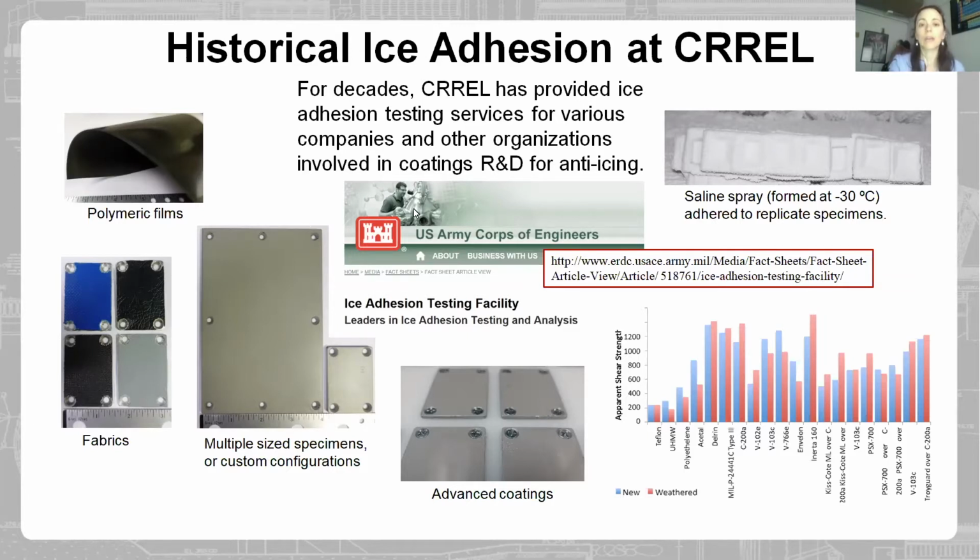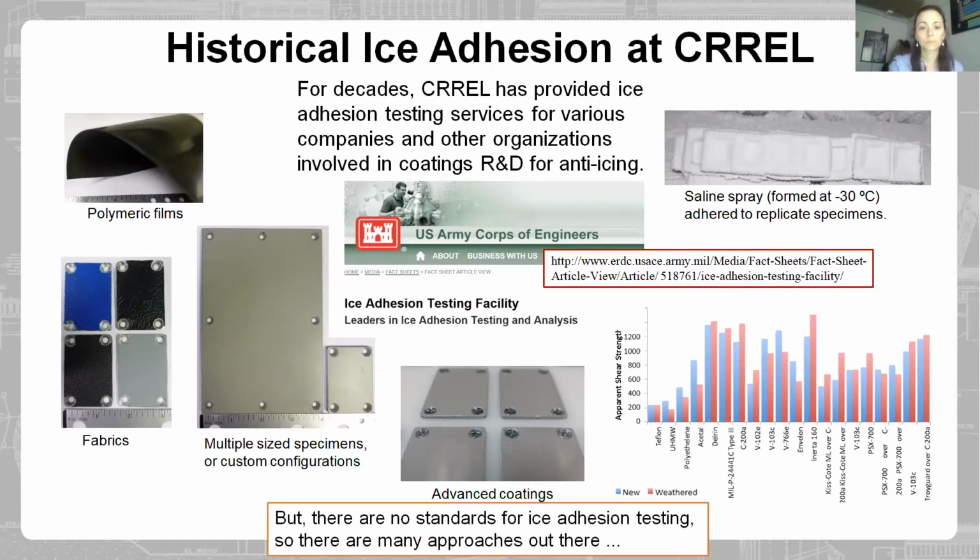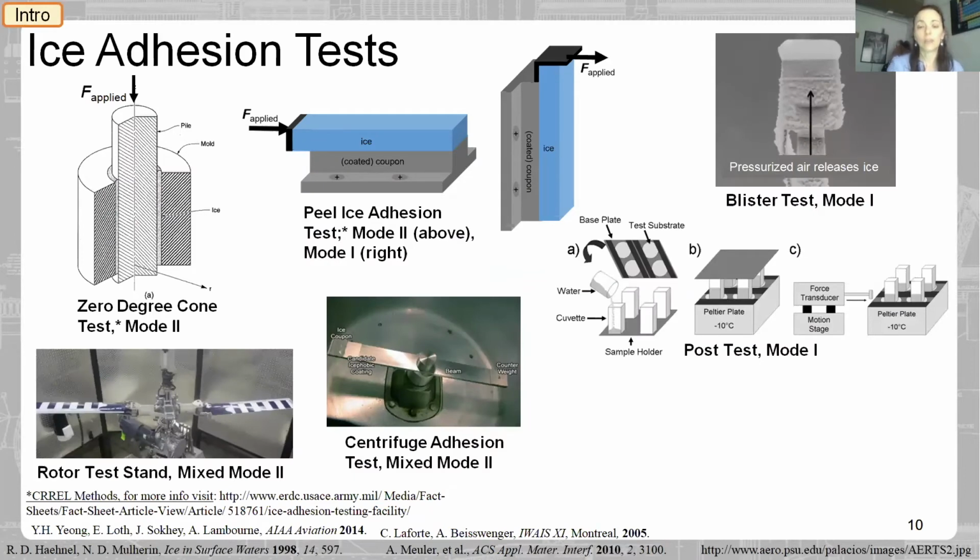And so you can learn more at the website link that's listed here, but you'll see that through all these endeavors, we've worked with fabrics, polymeric thin films, various size configurations, standard coatings, advanced coatings. And so we really have been a go-to for trying to help folks in their R&D efforts for developing coatings. And because there's no standards out there, however, there's a lot of tests out in the field. So this 0-degree cone test is the CRREL method that's been around for about 30 years. The peel ice adhesion test has been around at CRREL for about 15 years.